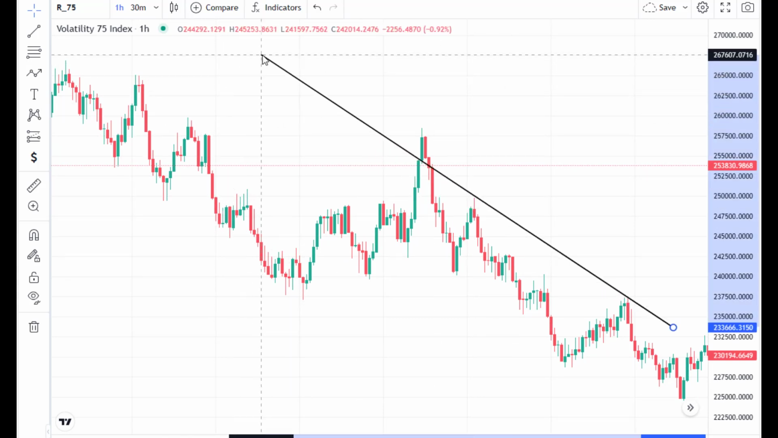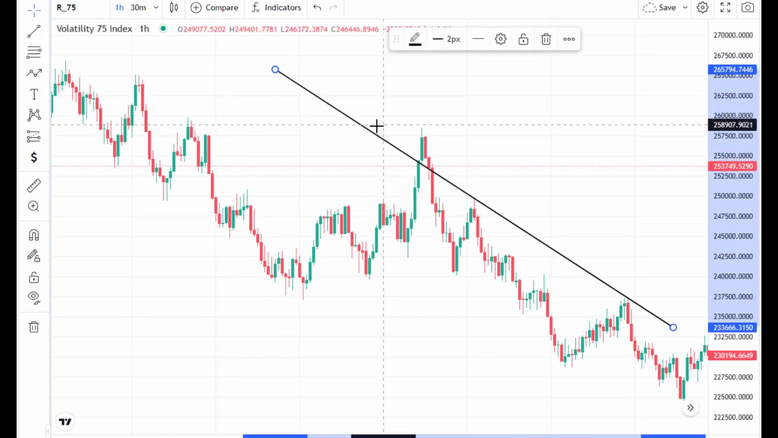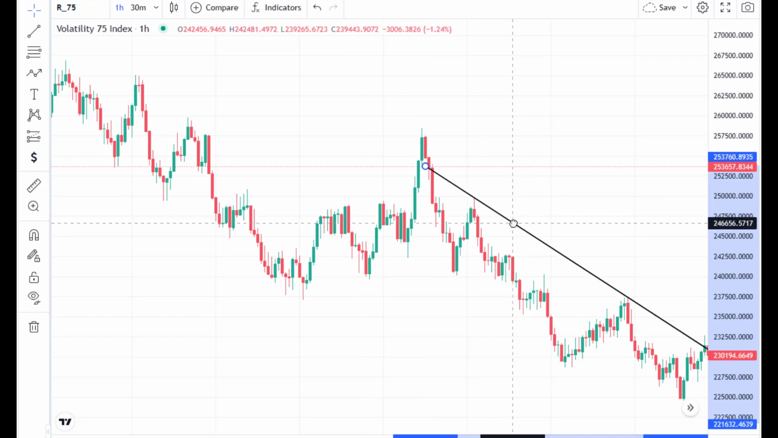I'm just using a trend line as an example. This is not fully concentrated on trend line trading, right? But it's to show you how to identify a trend, how to take advantage of all of this.